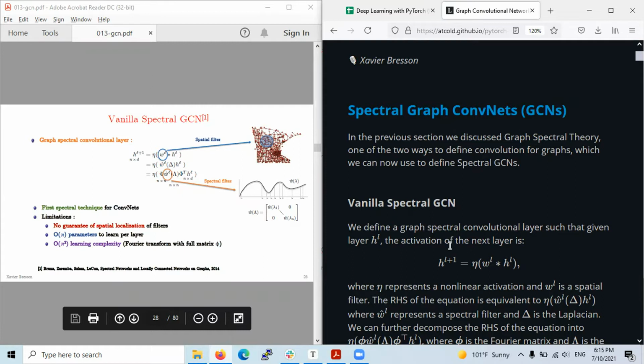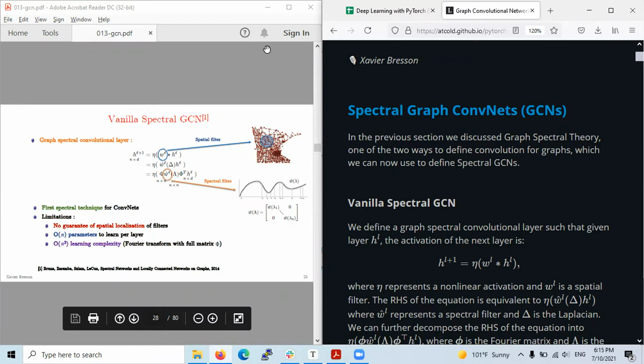Spectral comes from the word spectrum, and spectrum means frequencies. Frequencies, because we are doing a Fourier transform and doing the convolution by a pointwise multiplication. Because the Fourier transform decomposes a signal into its frequencies, that's why it's called the frequency domain, and that's how the word spectral comes over there, I assume.